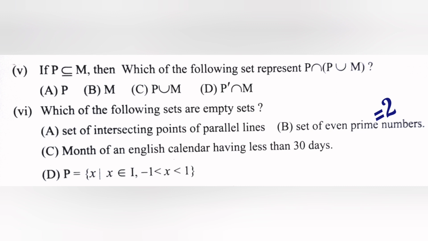Then the only remaining option is option A, set of intersecting points of parallel lines. You all know parallel lines never intersect. There are no such parallel lines whose intersecting points we can find. So that's why option A is the empty set and it is the correct answer.